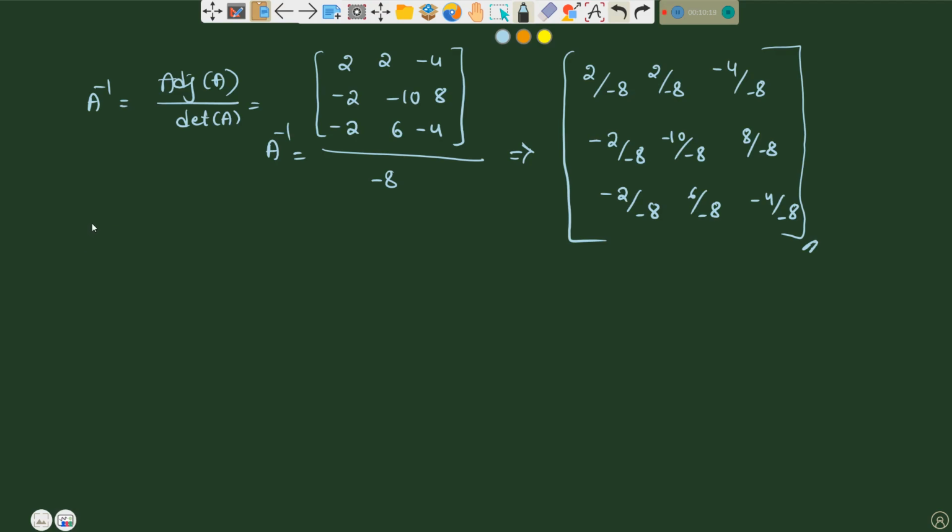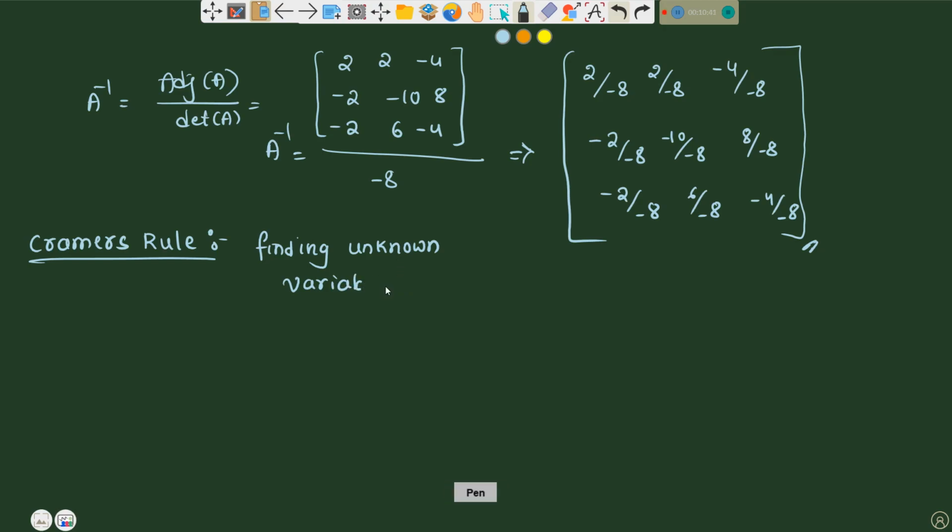Correct. Now we will go for Cramer's rule. Okay, Cramer's rule, how they will give you is, Cramer's rule is nothing but finding unknown variables using the determinant method. Okay, let us see now how to do that.